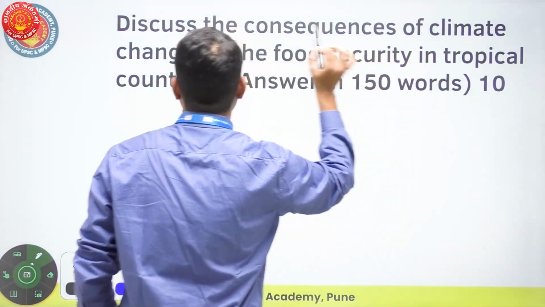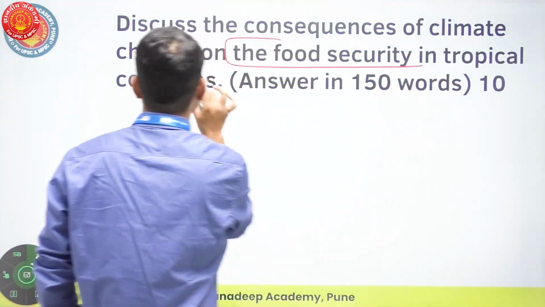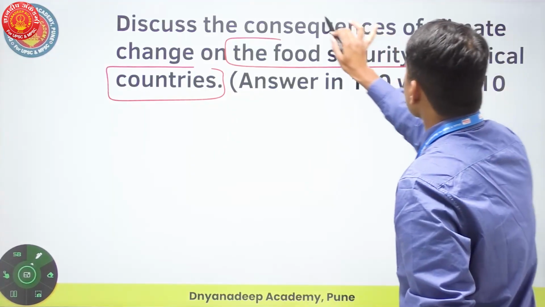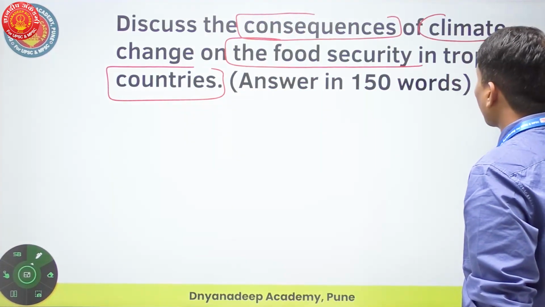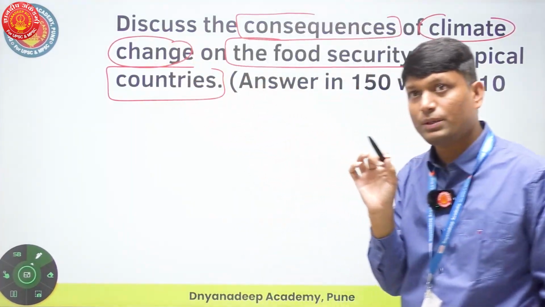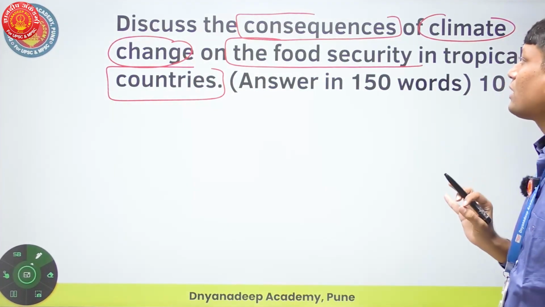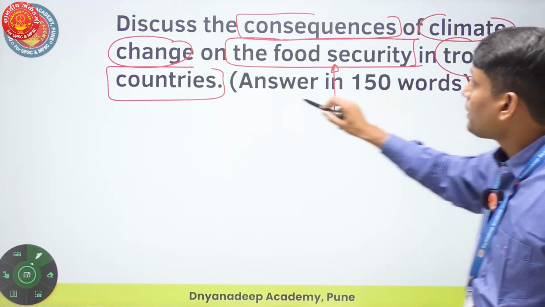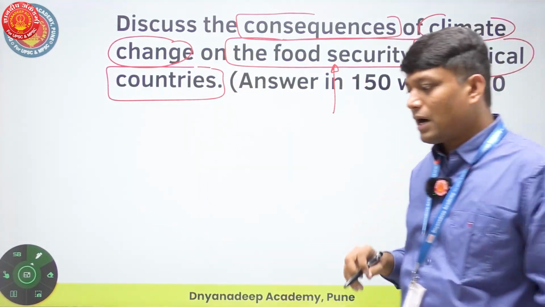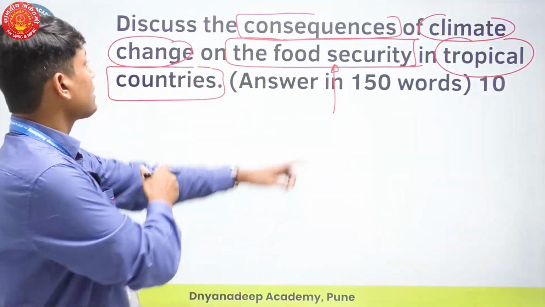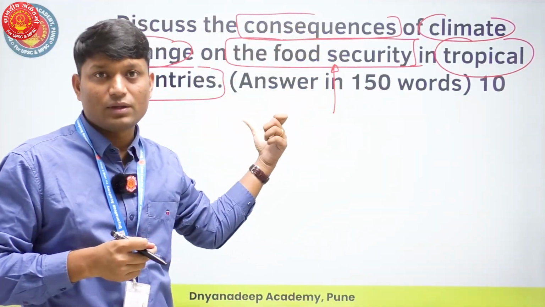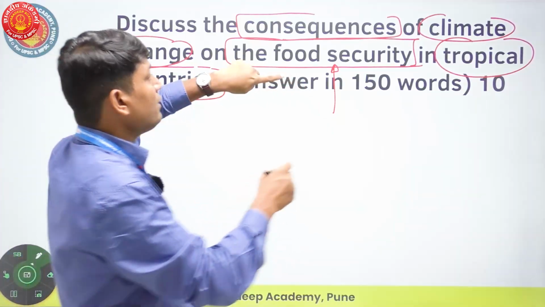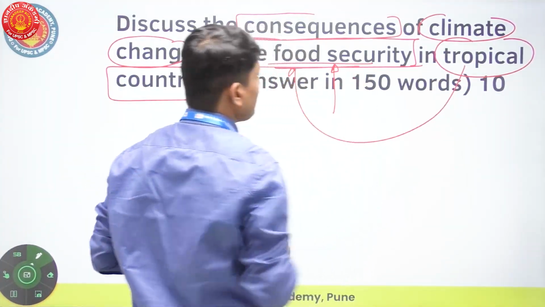discuss the consequences of climate change on food security in tropical countries. Understand what this particular question is asking. It is asking about the consequences of climate change, right? So you should be thorough with what is coming with climate change on what? On food security in tropical countries. So the fundamental part you were supposed to know is the impact of climate change in tropical areas, right? If you are clear with the impact of climate change on tropical areas, you could have been successful in addressing the issue of food security.